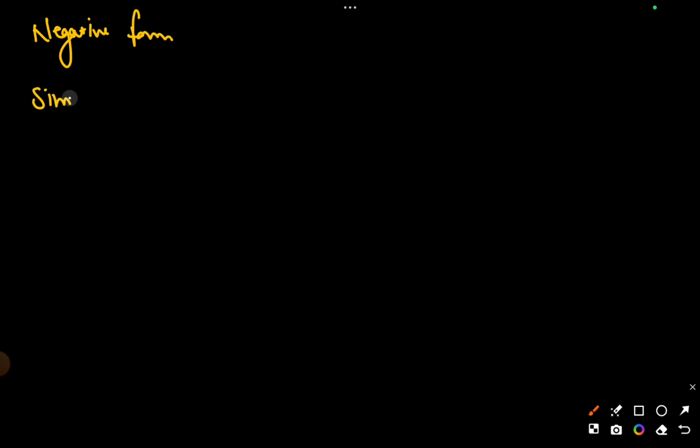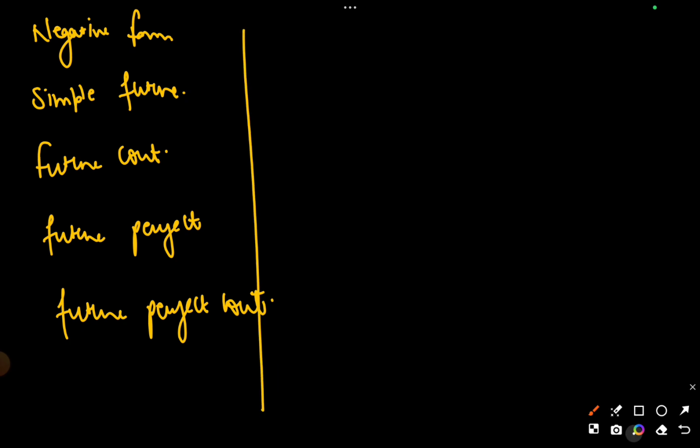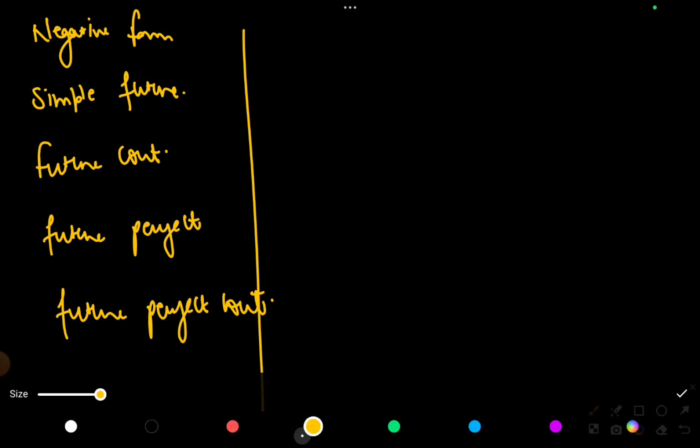Next, now we will see the negative form of all. First one is simple future. Then second one is future continuous. Third one is future perfect. Fourth one is future perfect continuous. Now let's see all the structures on just one page.